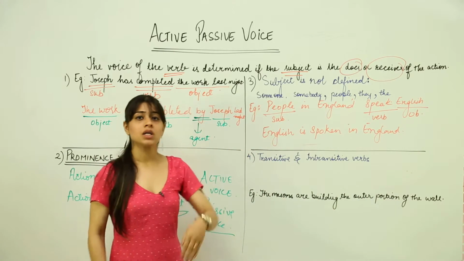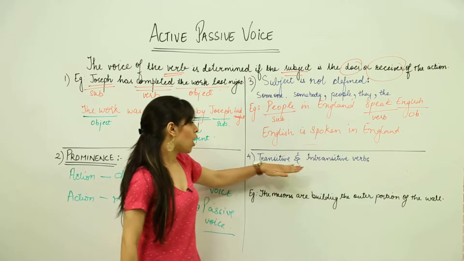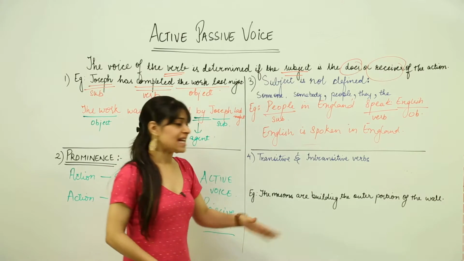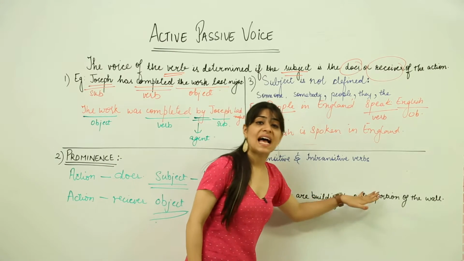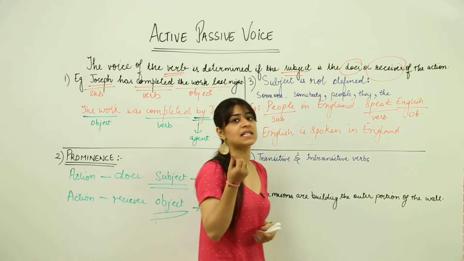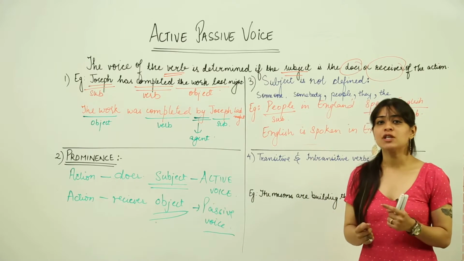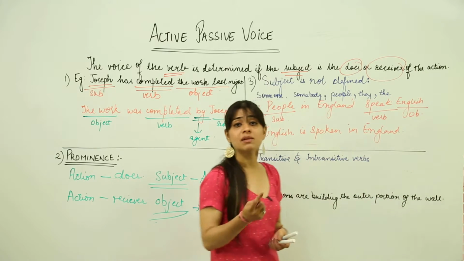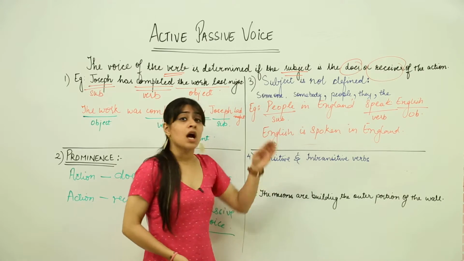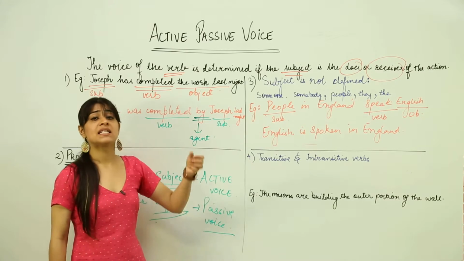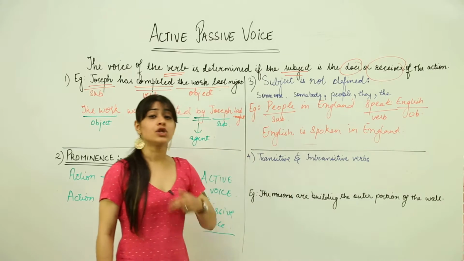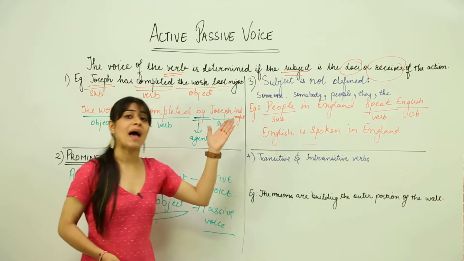Now, moving on to the fourth rule, which is about transitive and intransitive verbs. If the sentence has a transitive verb, then we can change the sentence from active to passive voice. But if it is an intransitive verb, it cannot be changed from active to passive voice. The reason being that in intransitive verbs, we do not have an object. To convert from active to passive voice, it is mandatory to have a subject, the verb, and the object. But if we do not have an object, it cannot be changed.